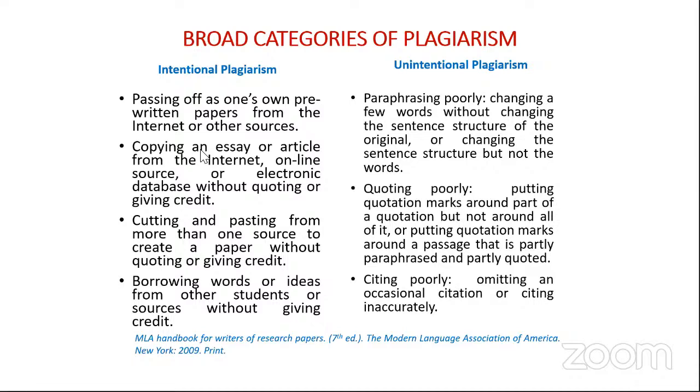Unintentional plagiarism can be three different kinds of poorly handled work. One is paraphrasing, second is quoting, and third is citing.